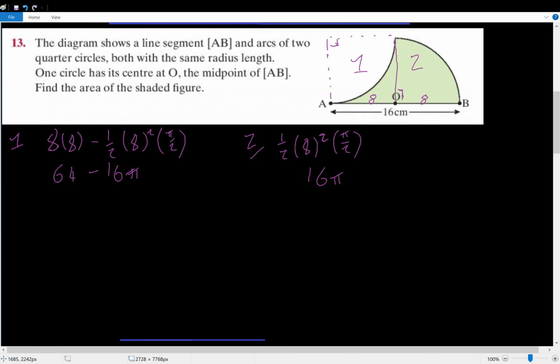If we want the area of the entire green region, it's what we get when we add the green area to the left of our diagram and the green area to the right of our diagram together. So it's 64 minus 16 pi plus 16 pi, which means that the area of our shaded region is just 64 centimeters squared. And that is that.